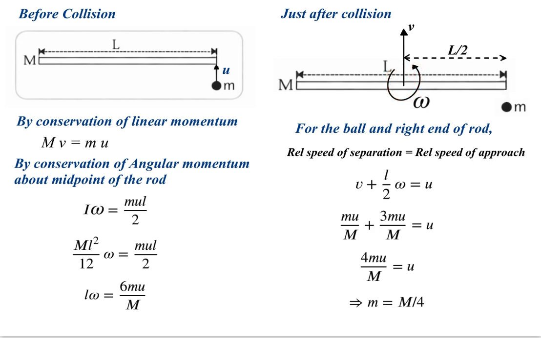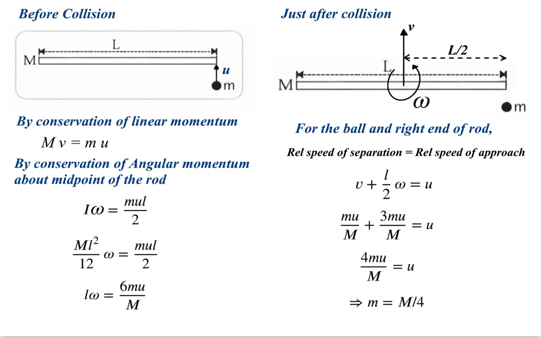In this problem, first we apply conservation of linear momentum, because in collision momentum is conserved. The final momentum is M into v, and the initial momentum was mu. So conserving the total momentum just before and just after the collision, we get this equation.